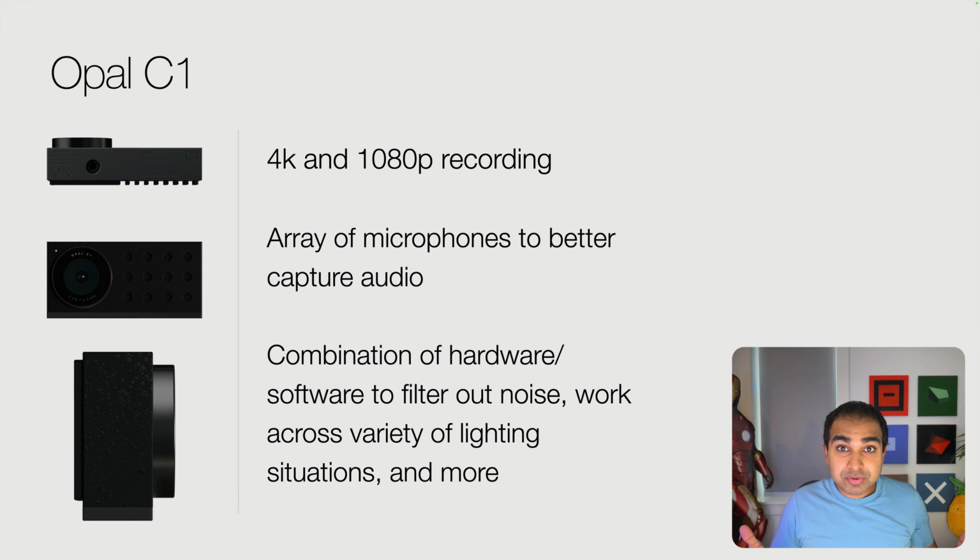Let's start with the Opal C1, a pretty new entrant into the webcam market. It supports 4K and 1080p recording via a Sony lens. It has an array of microphones to better capture audio, and there's a combination of hardware and software to make a lot of these end-to-end experiences nicer: better noise filtering, working across a variety of lighting situations, and more that dynamically adapts based on what is happening at this very moment.